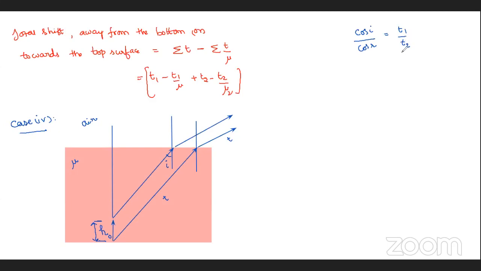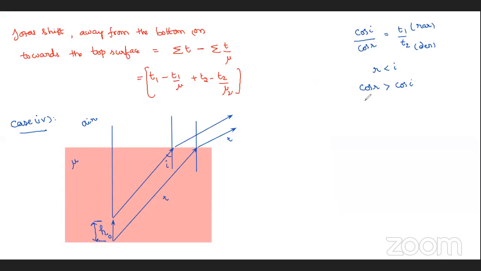In the derivation I took T1 in the rarer medium and T2 in the denser medium. So in the denser medium the thickness is more. When light enters from rarer to denser, r is less than i. Since cos is a reverse function, cos r is greater than cos i.